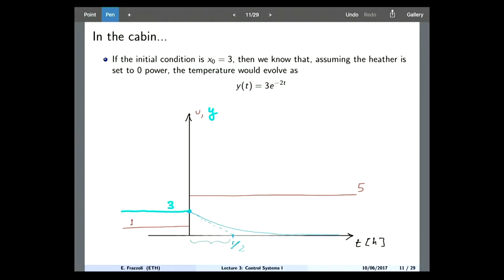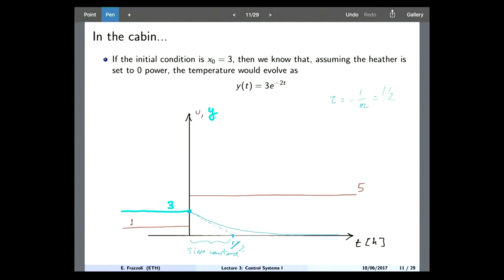This time here is actually called the time constant of the system. This gives you an idea. The shorter the time constant, the faster the response will be. The longer the time constant, the slower the response will be. The time constant tau is actually given by -1/a. In this case, a is equal to -2, so this is actually equal to 1/2.